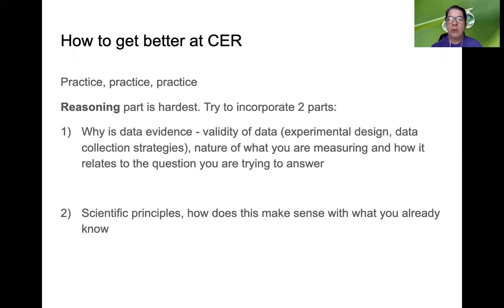Example. You're trying to answer the question whether sunlight is required for plant growth, but what you're really measuring is plant height. So you need to explain how plant height relates to the question you're asking, which is plant growth. The second component is scientific principles. How does it make sense with what you already know, with prior scientific knowledge?